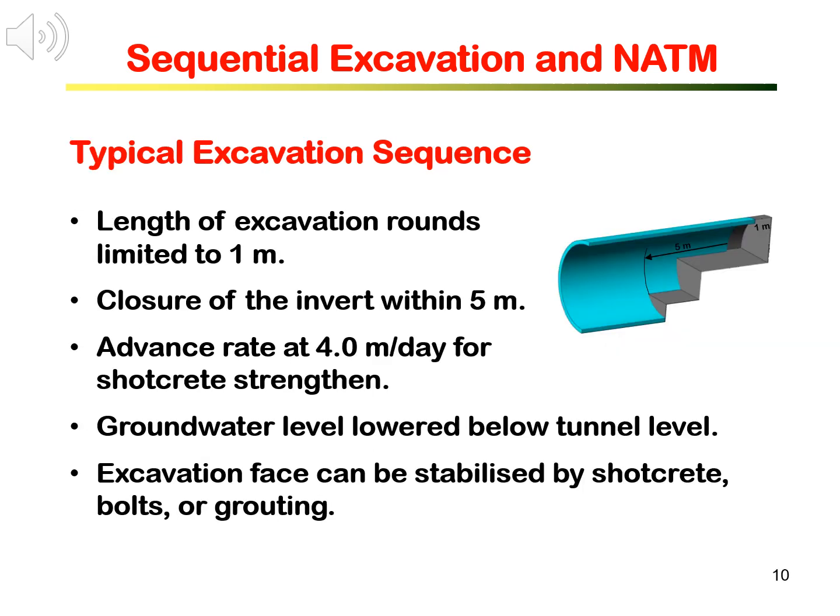Here are some practical guidelines on excavation sequence. Length of each excavation round is limited to 1 meter. The maximum unsupported ground is 1 meter on the roof. The invert should be supported to form a closed ring within 5 meters. Advance rate should be kept at 4 meters a day. This is to allow the shotcrete to gain sufficient strength.